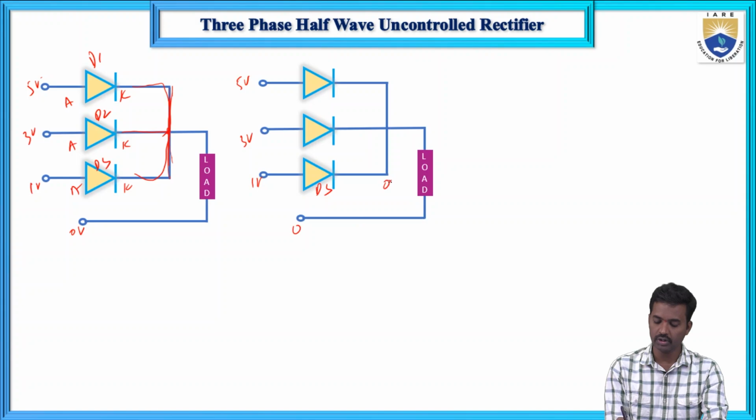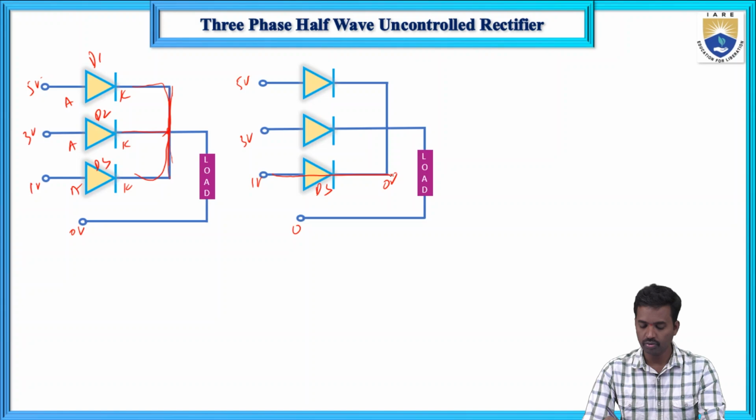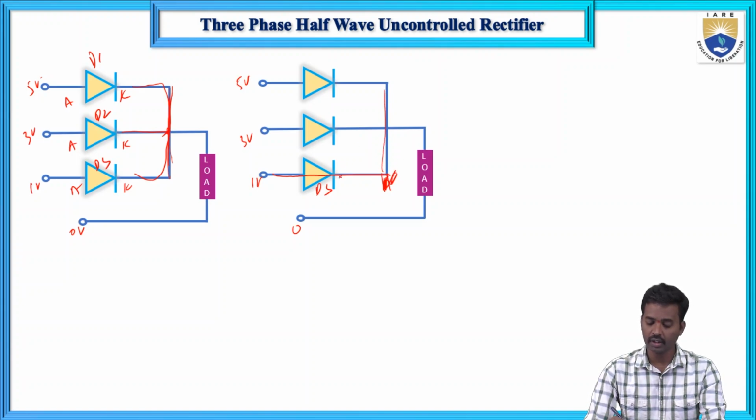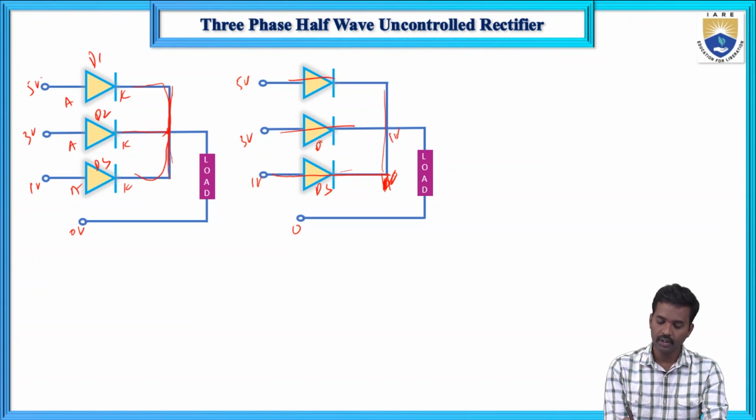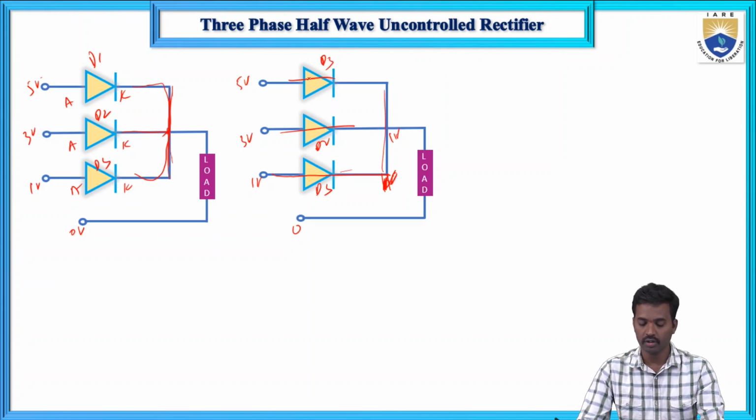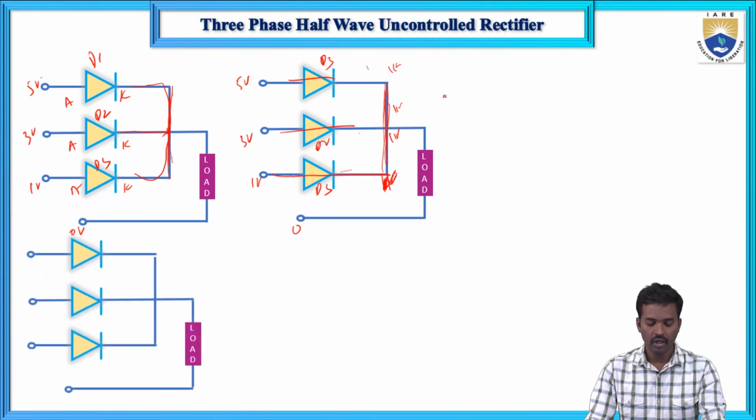This is the ground voltage, 0 volt. If it is conducting first, then this voltage is 1 volt, and since it is connected to the common cathode, the cathode voltage is also 1 volt. That means D2 and D3 would also conduct, but it violates KVL, because here it should be 5 volts and here it should be 3 volts.